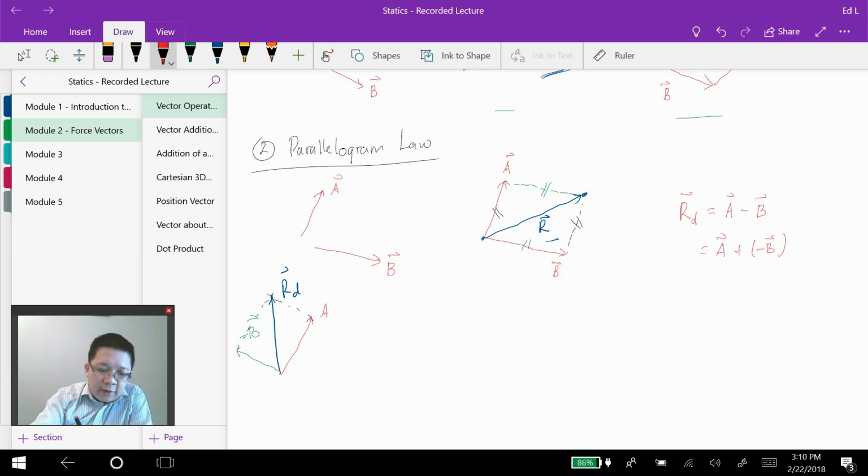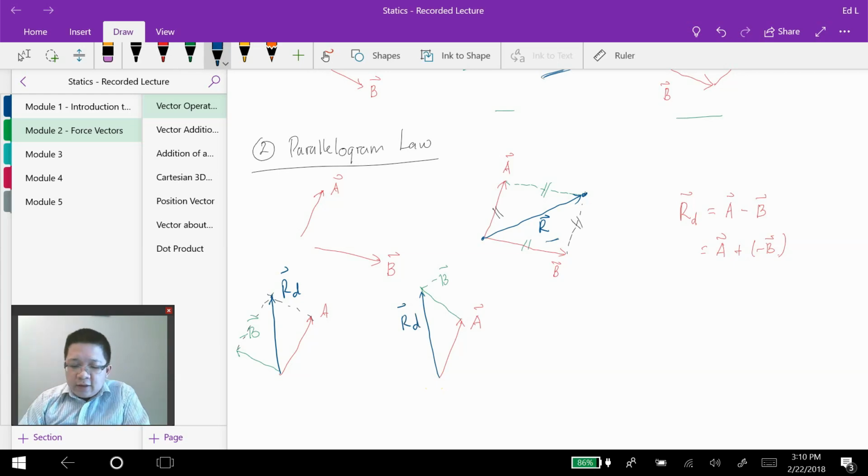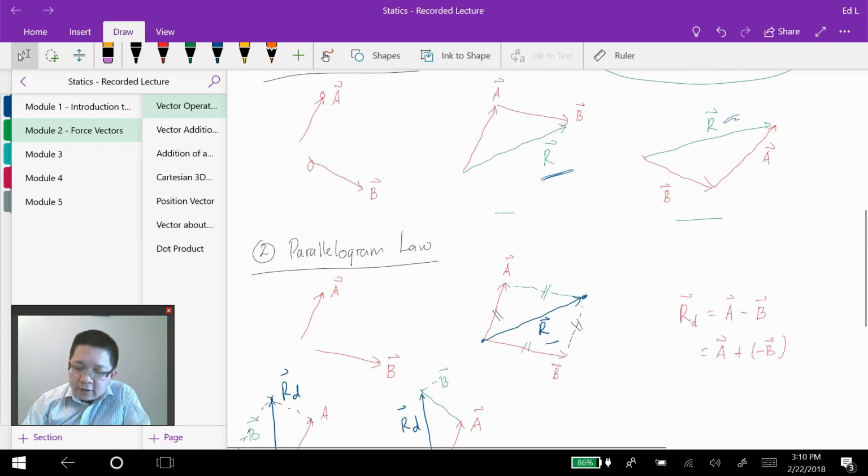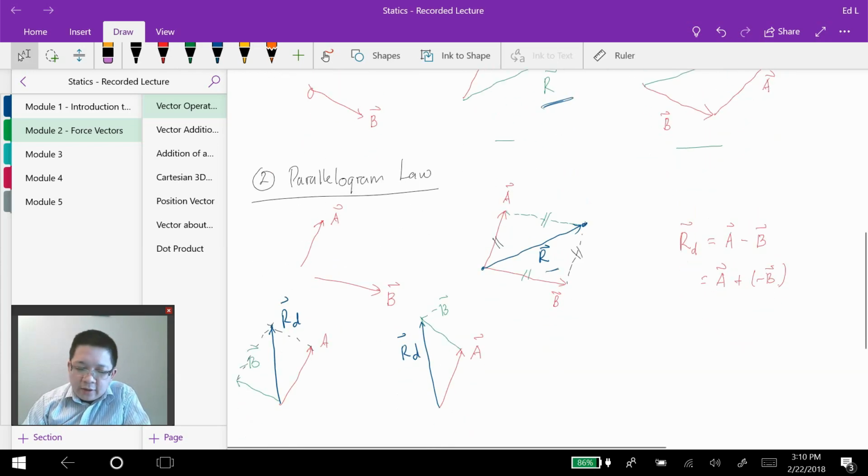And I think it's a good idea to also show you how to construct it with the triangle rule. This is vector minus B, and this is going to be your R of t.